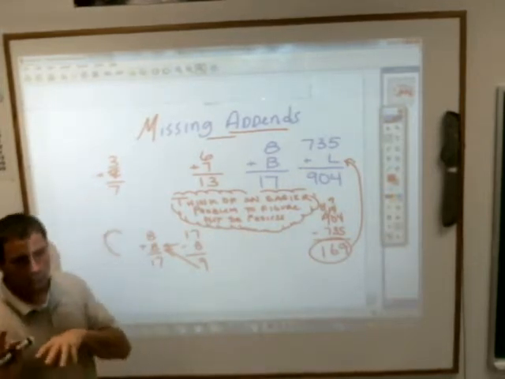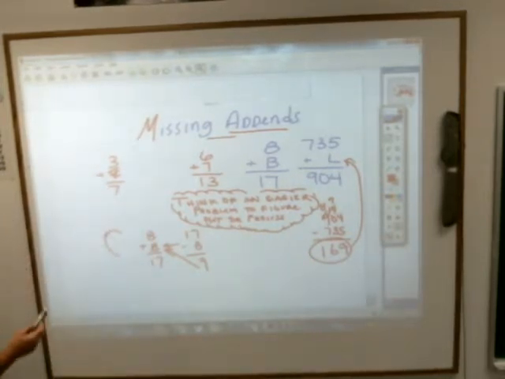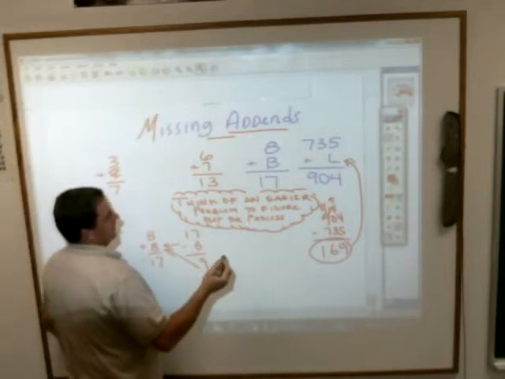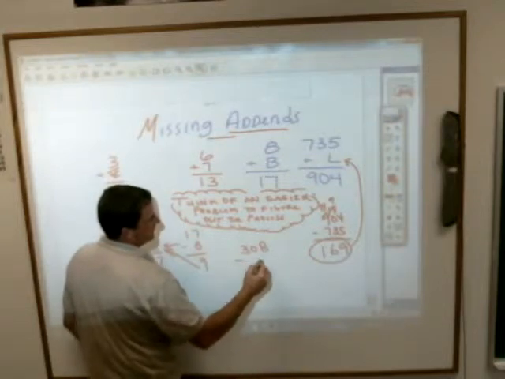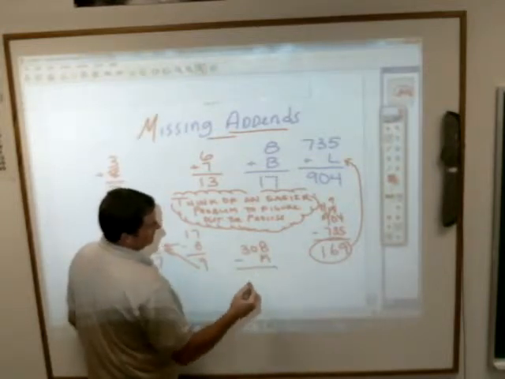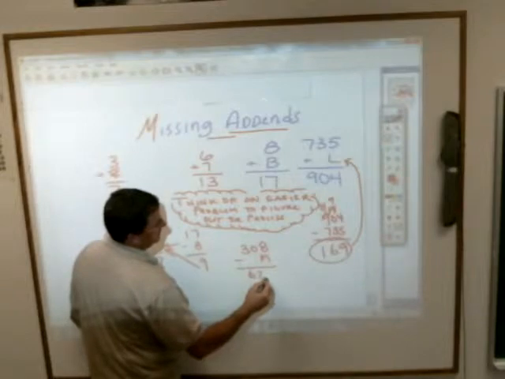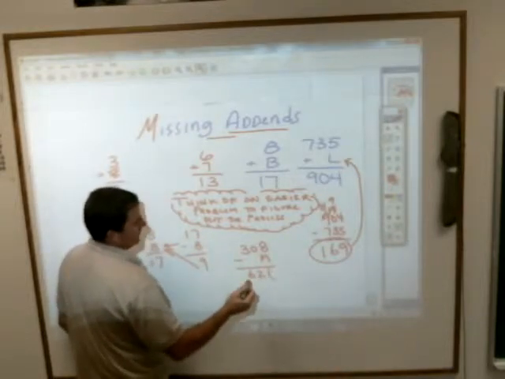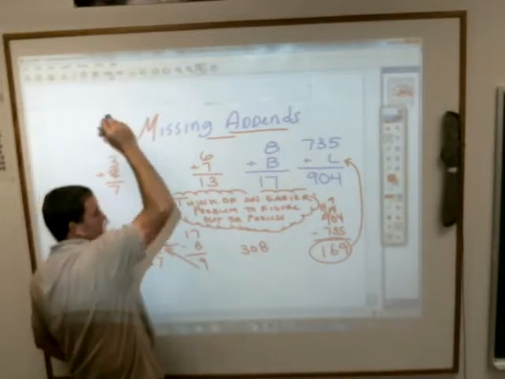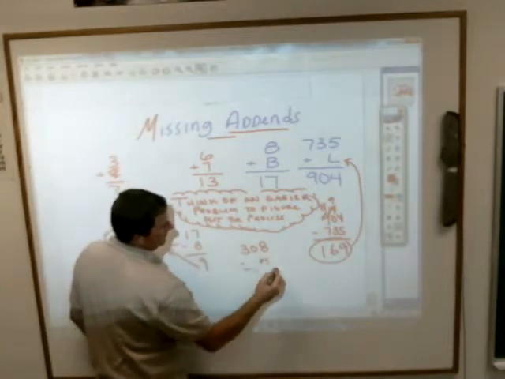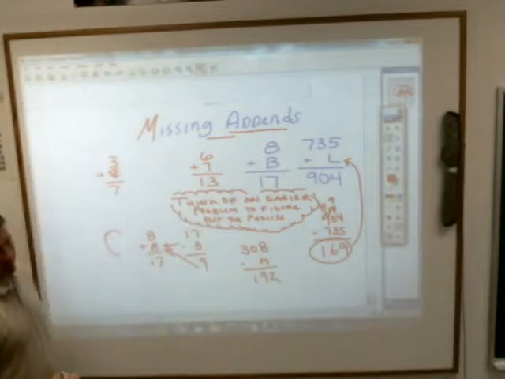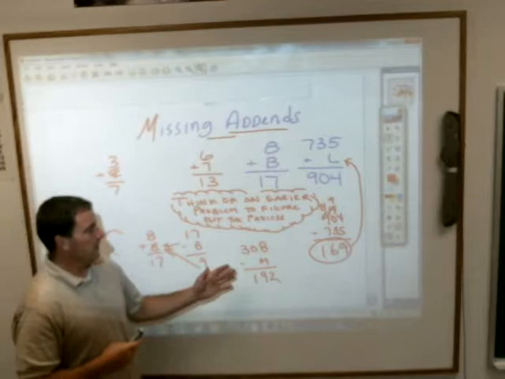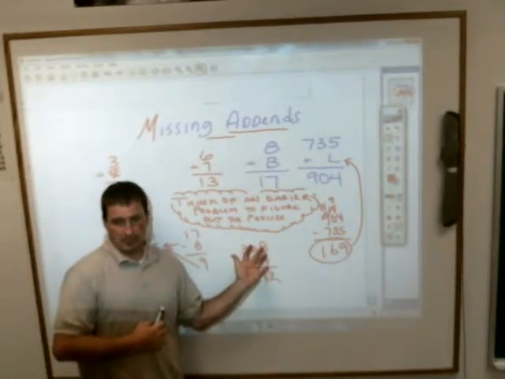I'm going to give you a case in point that you maybe don't have to need to know. What if I have this? 308 minus m equals 621. Now that can't be right. Sorry, let me change that. Minus m equals 192. If you're using the think of the easier problem thing, what are you going to think of? A very easy subtraction problem that you know how to do.